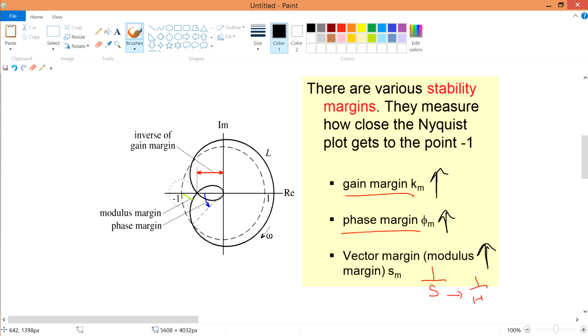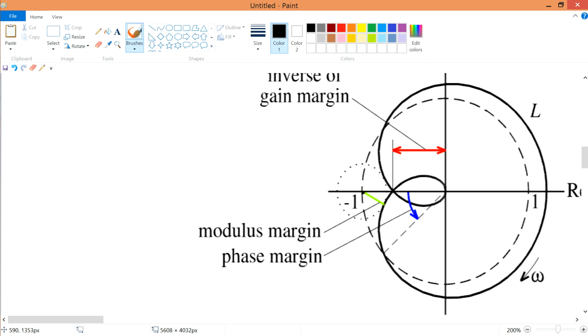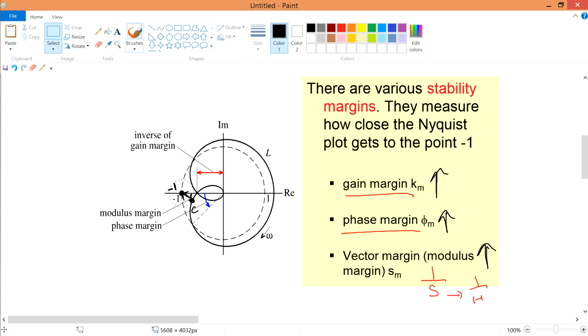Why? It's because this is the point. You're talking about -1 to the nearest point of the Nyquist plot. And therefore this is the distance between -1 and CP. CP is an equation that describes this curvature. That's all. So if this distance is bigger, meaning it's going to be like that, this means your Nyquist plot is actually further than -1, and therefore it is stable. And therefore this is one way of measuring robustness.